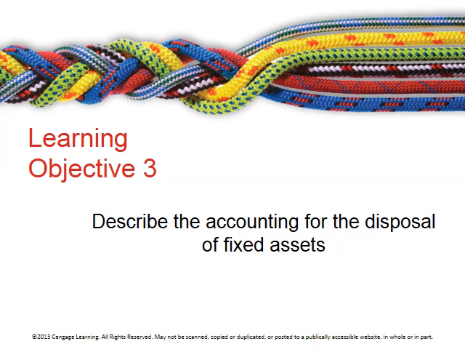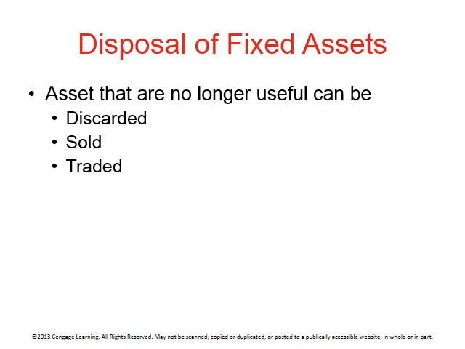And so we're going to look at the disposal of it. Disposal can mean three things. When an asset's no longer useful, there's three things we can do. We can discard it, which is just outright getting rid of it, scrapping it. We can sell it, or we can trade it.